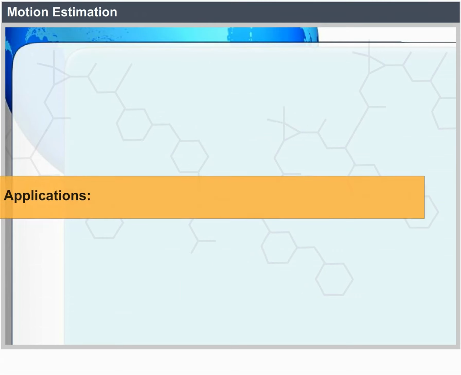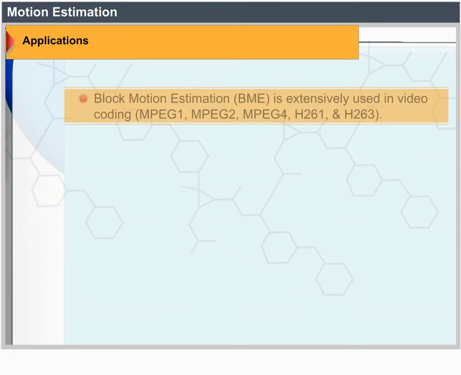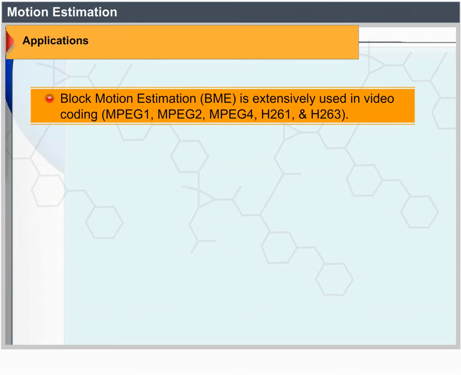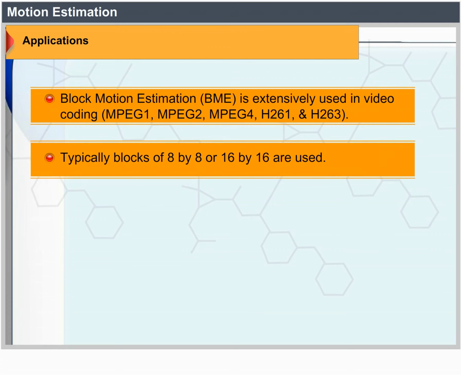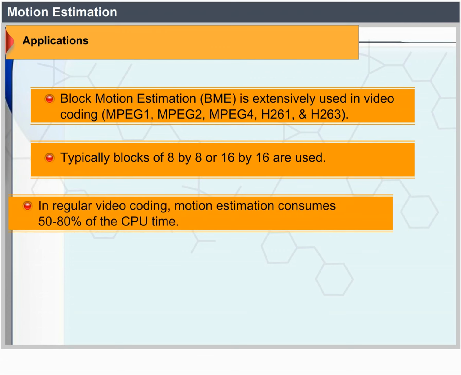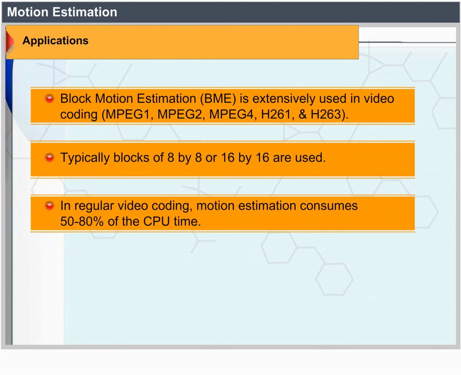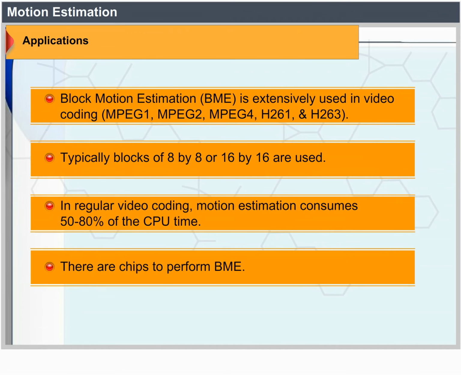Applications. Block motion estimation, BME, is extensively used in video coding: MPEG-1, MPEG-2, MPEG-4, H.261, and H.263. Typically, blocks of 8 by 8 or 16 by 16 are used. In regular video coding, motion estimation consumes 50 to 80% of the CPU time. There are chips that perform BME.